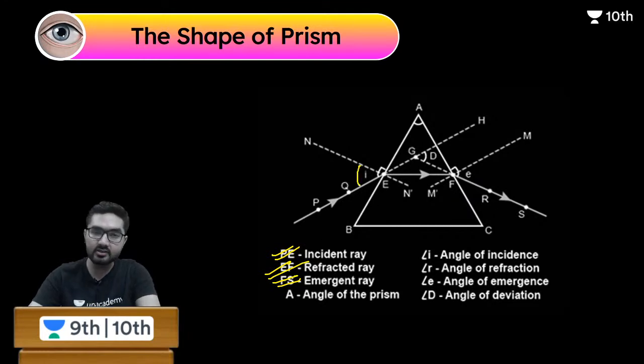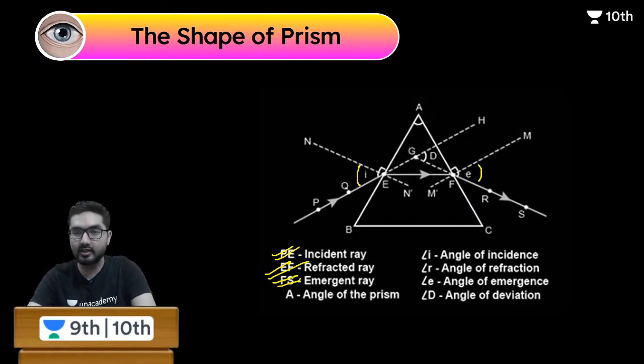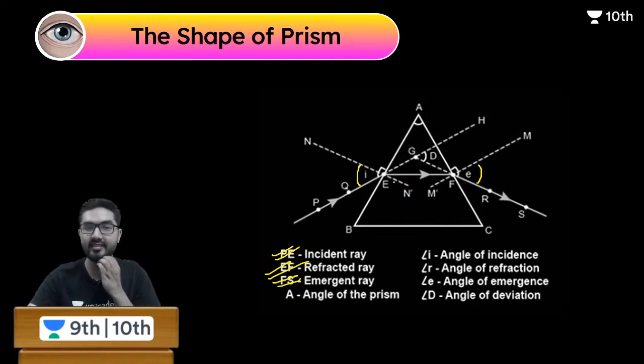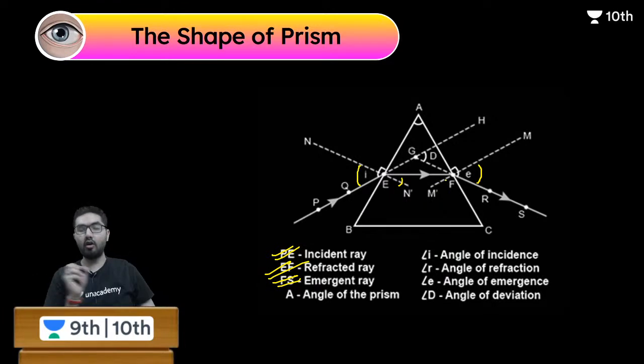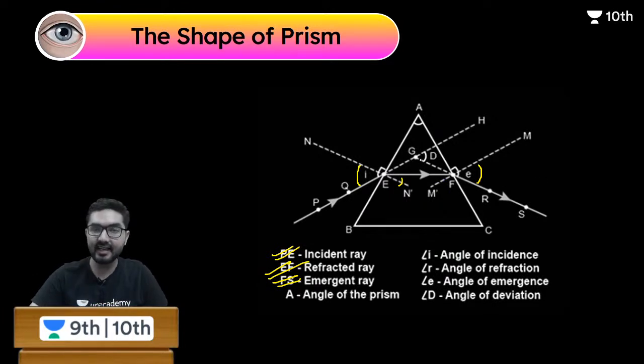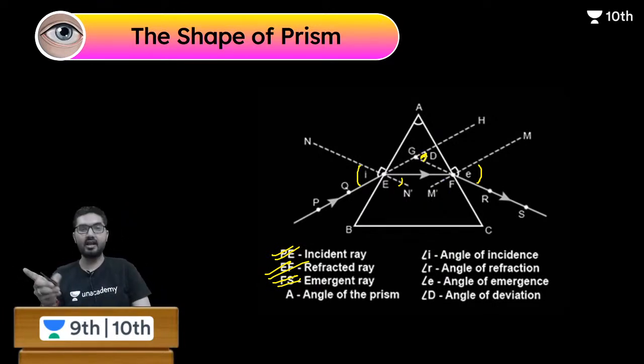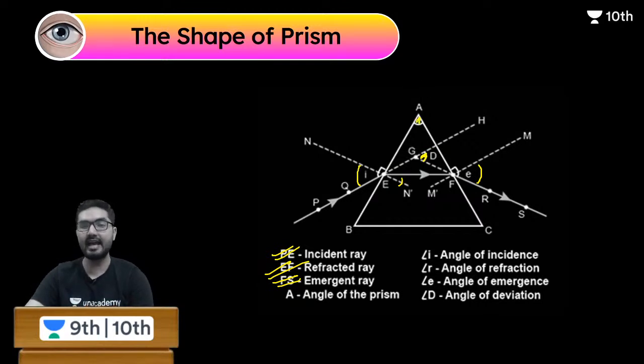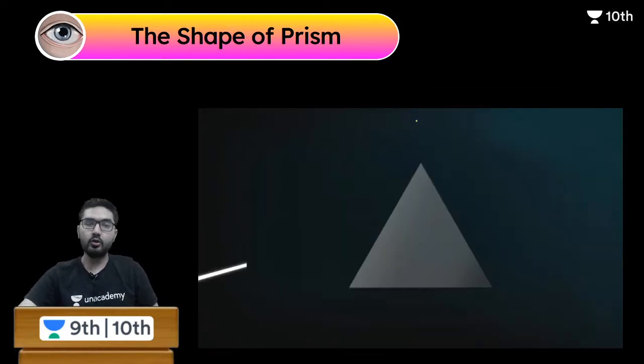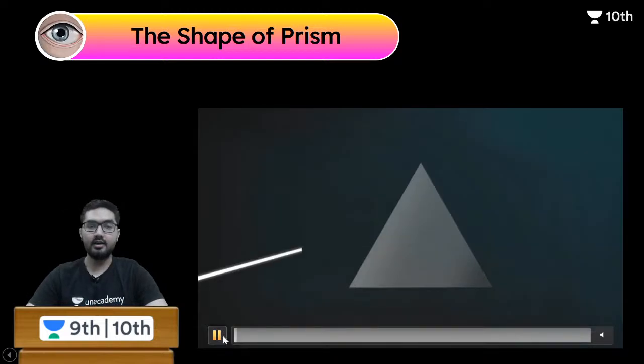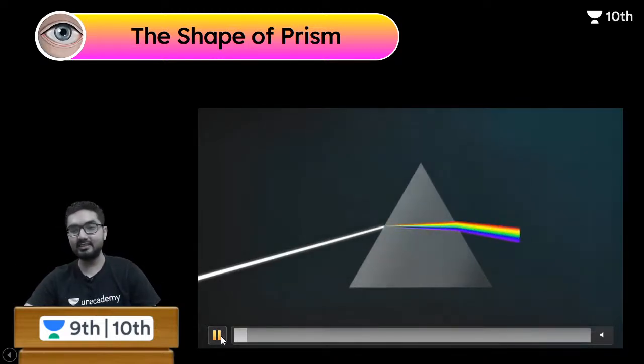Similarly, this angle is called the angle of incidence, this angle is called the angle of emergence, right? And the angle of refraction, you can say R, is this one, right? And this angle, guys, is called the angle of deviation, how much the light has deviated, and A is the angle of prism, right?